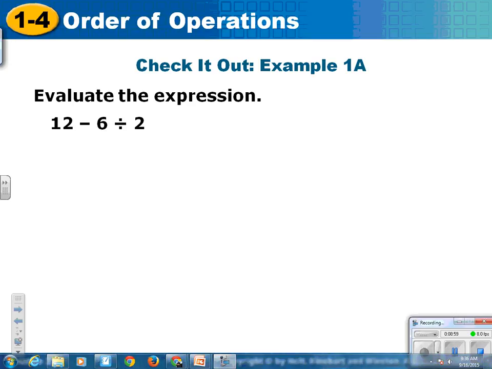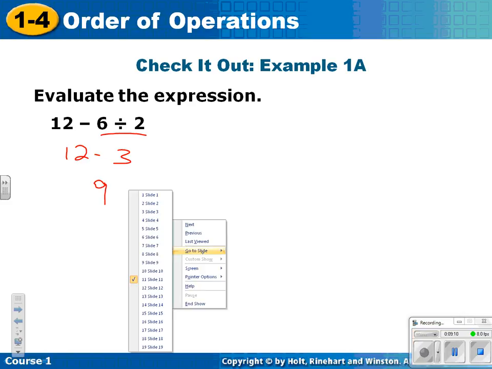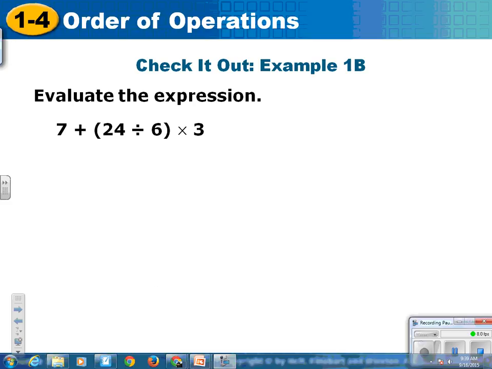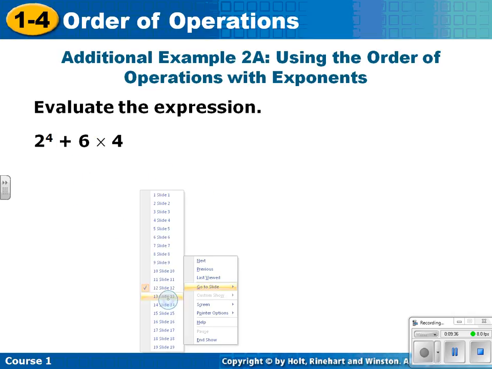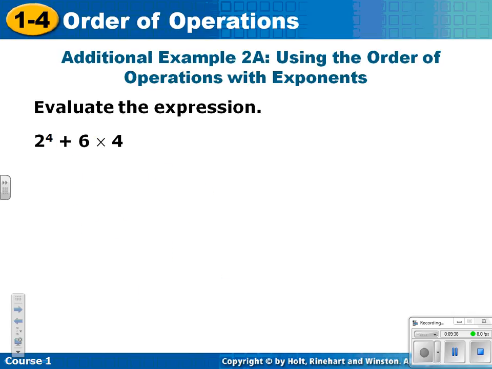So, again, you want to underline what you're doing first. This is 3. Rewrite everything around it. 12 minus 3 is 9. Give that one a shot. This comes first. This is 4. We rewrite everything around it. This comes next. This is 12. We rewrite everything around it. 19. Try this one.